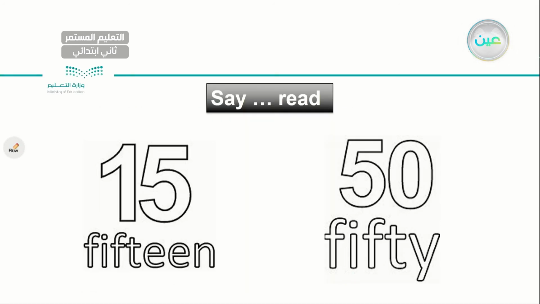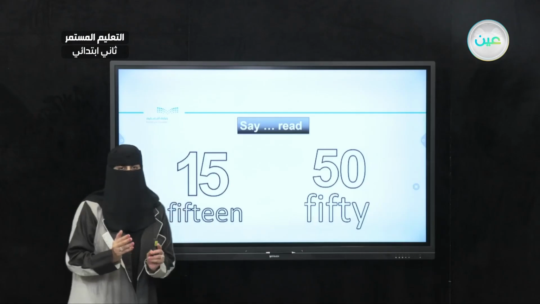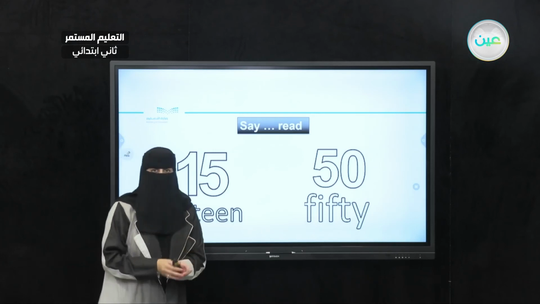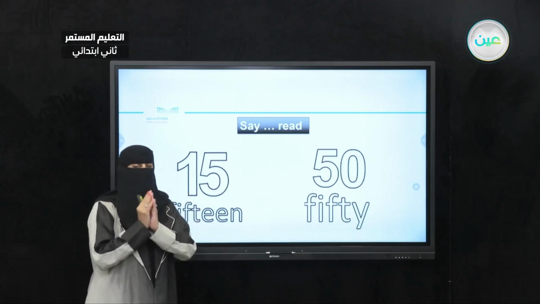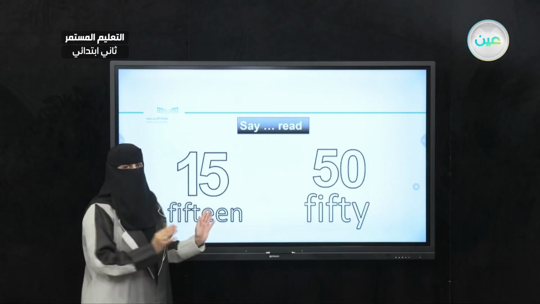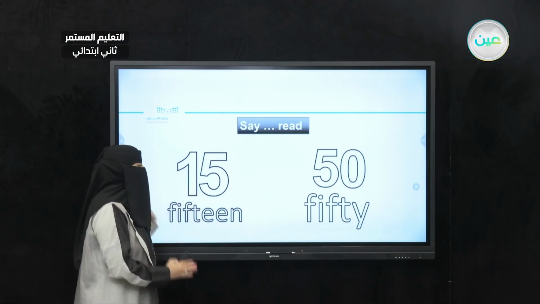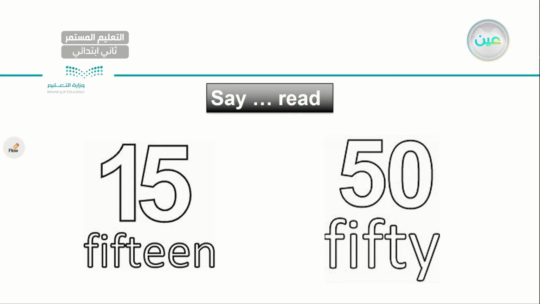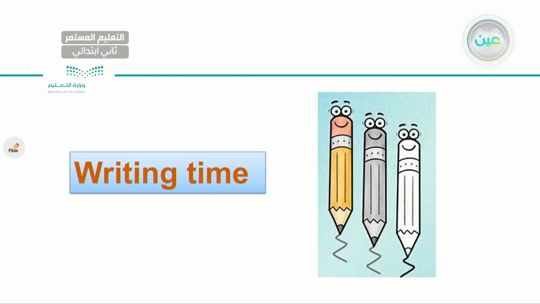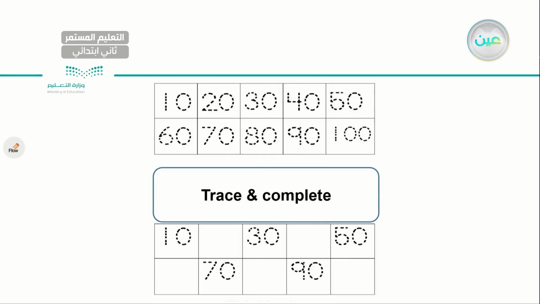Now, let me differentiate between 15 and 50 because it's a common mistake that even native speakers make, pronouncing the number incorrectly. So to your left, I have number 15, 1, 5. But to your right, I have 50, 5, 0. Okay? Make sure you pronounce it correctly. It's writing time. Let's go ahead and trace the numbers.